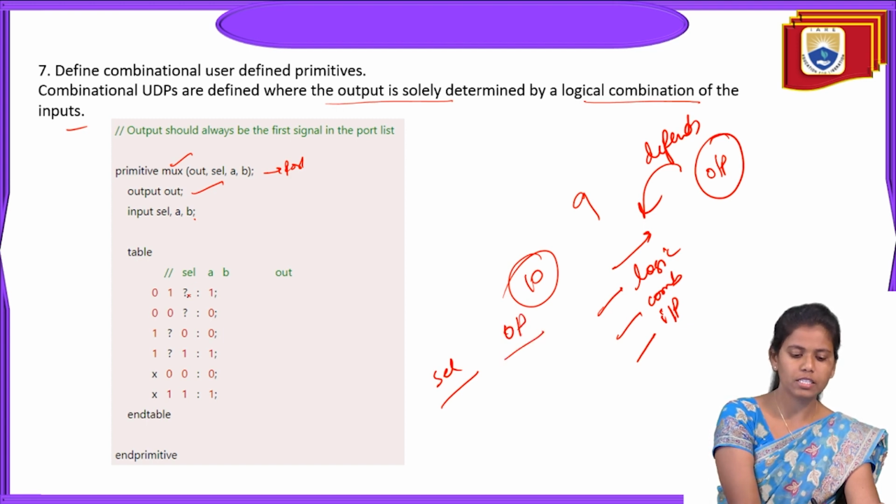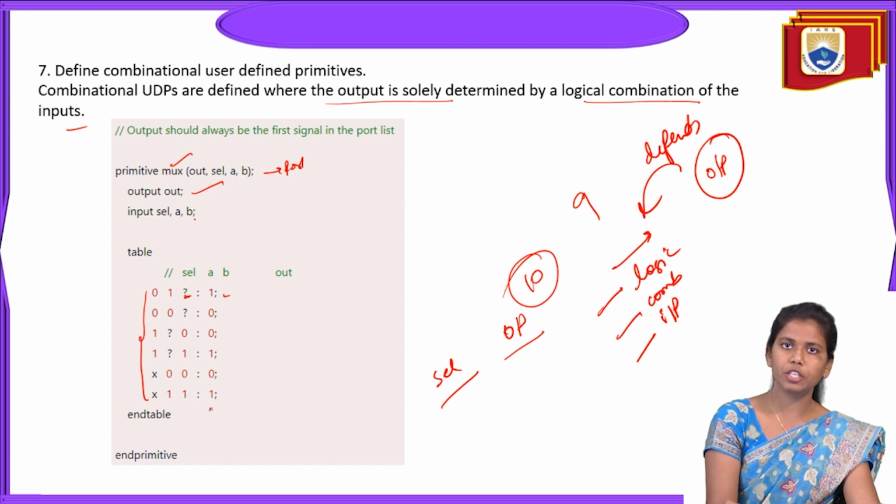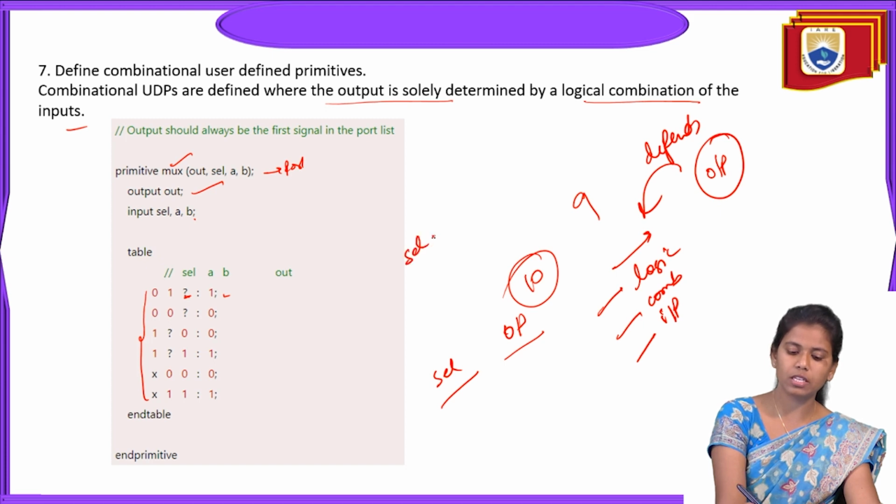So our selection lines, if both A and B are 0 and 1, the output is observed as 1. Likewise, in the multiplexer table, the output purely depends on the combination logic of the input. Here the combination logic goes as per the selection lines, A and B, right?